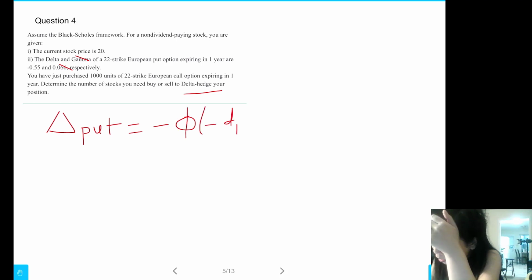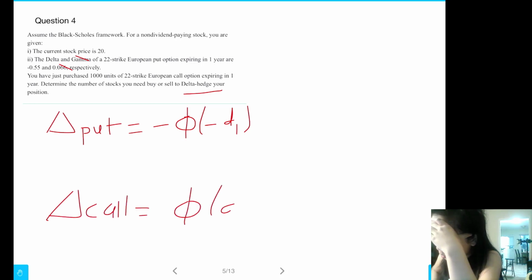So remember, for a put option, delta put is equal to minus phi of minus D1, right? But delta of call is phi of D1, right? Phi of D1. So from delta of put option, it is possible to find out delta of call, right?